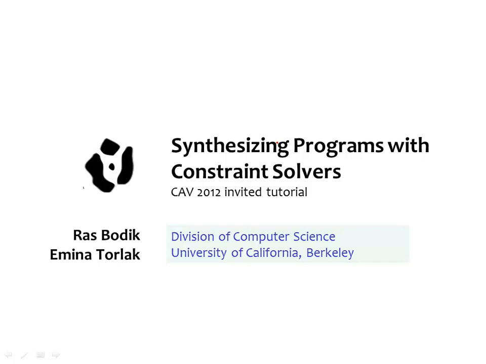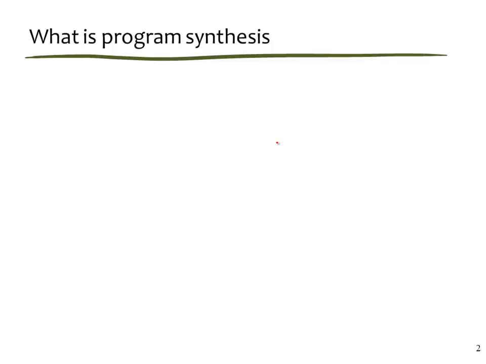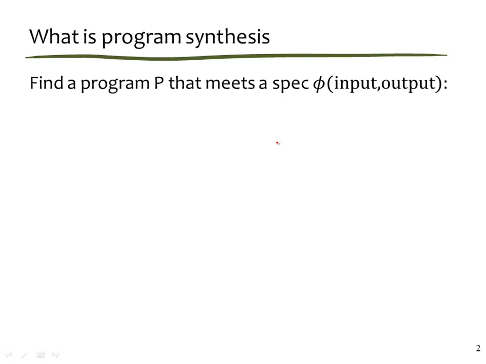We are here to give you a tutorial on synthesis of a particular kind. What is synthesis? The problem is easy to state. You want to write a program, or find a program, P, that meets some specification, which you can write in many ways. One of them is to get a predicate over inputs and outputs, which tests whether an output is correct with respect to the input of the program.